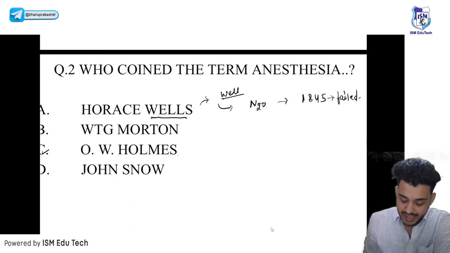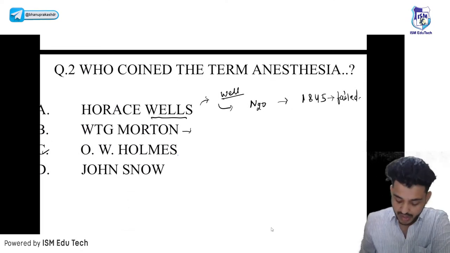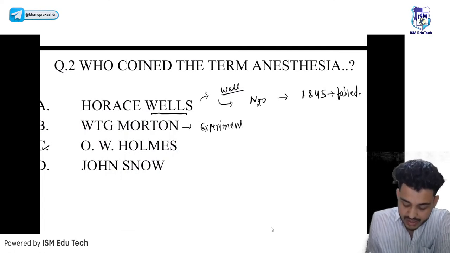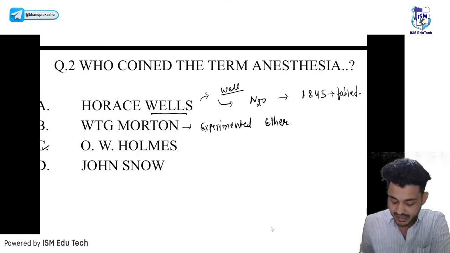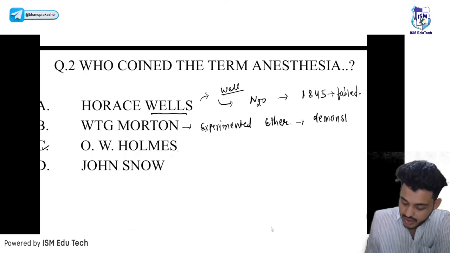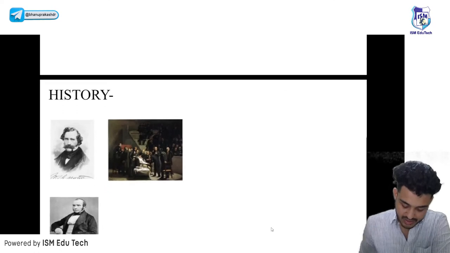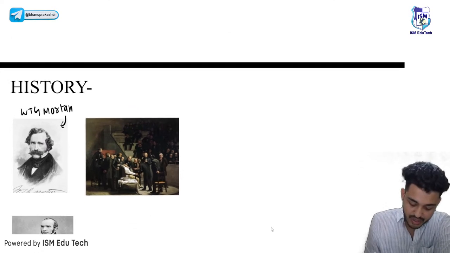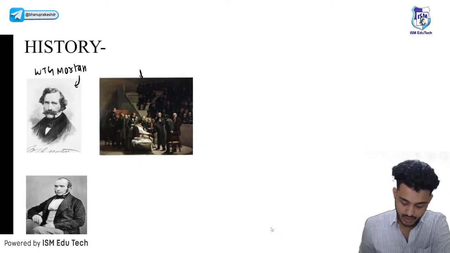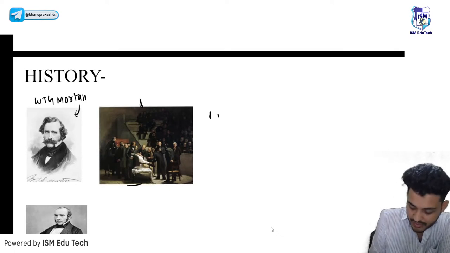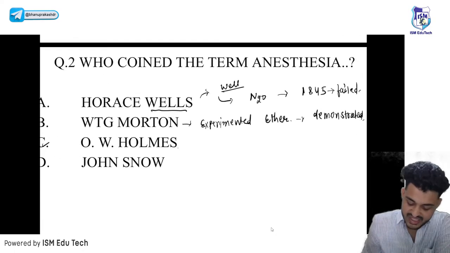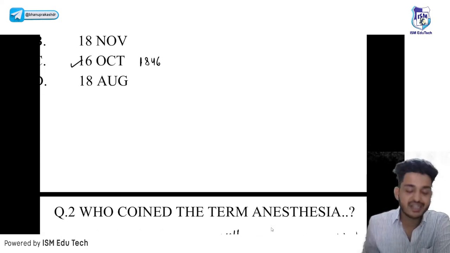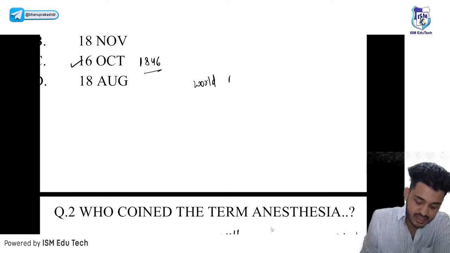But unfortunately he failed. Then the next scientist came, W.T.G. Morton, also known as the modern father of anesthesia. He experimented with ether, and he successfully demonstrated the use of ether as an anesthetic agent. That was the successful demonstration for the first time. On which date? It was 16th of October 1846. And it is celebrated as World Anesthesia Day, right?